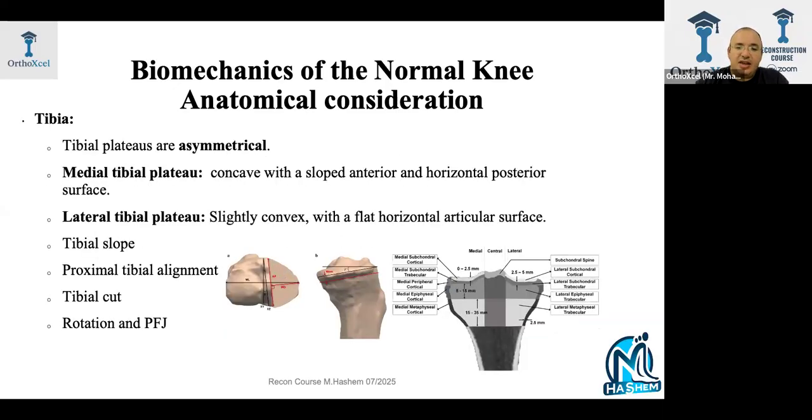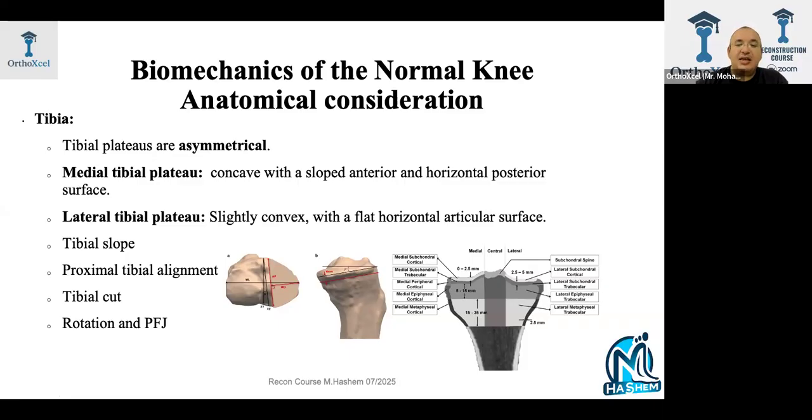When we come to the other side of the knee, when we speak about the plateaus, we understand that the tibial plateaus are not symmetrical. The medial tibial plateau is lower in level than the lateral tibial plateau. The medial tibial plateau is more concave, with a slope anteriorly and horizontal posteriorly. And this is a very important role for the stability of the knee. If the medial plateau is not in that shape, with a more distally and posteriorly expanding medial femoral condyle, your knee will dislocate with every movement.